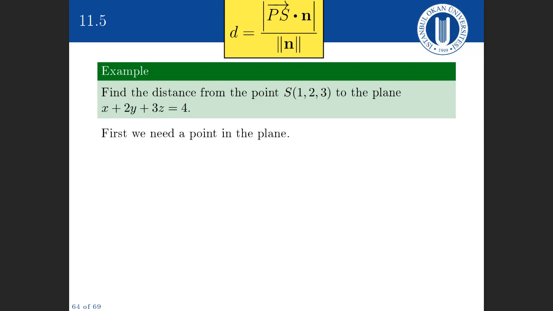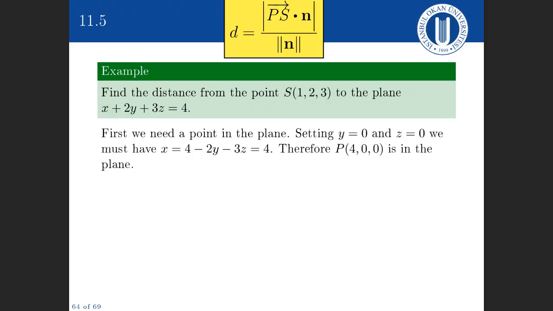Find the distance from the point 1, 2, 3 to the plane x plus 2y plus 3z is equal to 4. We're going to be using this formula. So what do we need? We need a point in the plane and we need a vector which is normal to the plane. Those are straightforward to get.